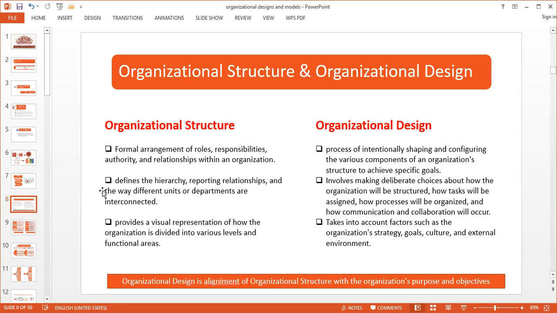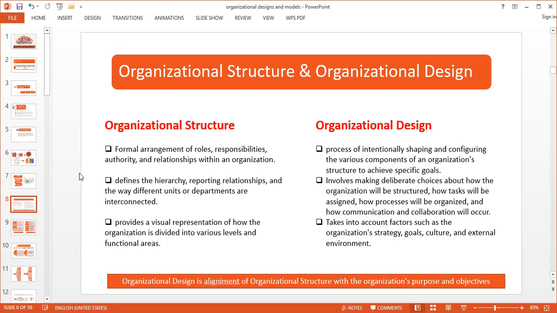Next, we're going to differentiate between organizational structure and organizational design. Organizational structure is the formal arrangement of roles, responsibilities, authority, and relationships within an organization, while organizational design is a process of intentionally shaping and configuring the various components of an organization's structure to achieve specific goals.